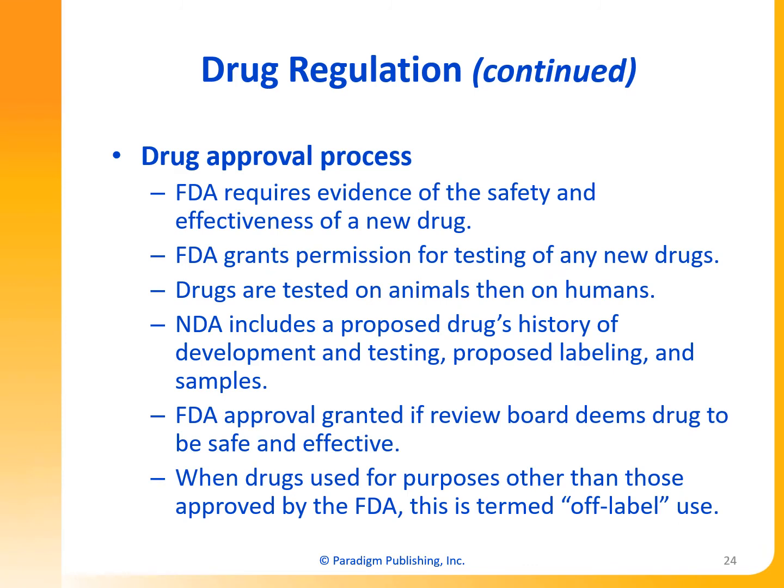Okay, the drug approval process. When the FDA requires evidence of safety and effectiveness of a new drug, they grant permission for testing of any new drugs. Drugs are tested on animals and then humans. The NDA includes a proposed drug's history of development and testing, proposed labeling, and samples. The FDA approval is granted if review boards deem drugs to be safe and effective. When drugs are used for purposes other than those approved by the FDA, the term is called off-label use.